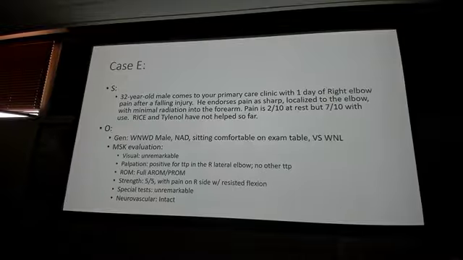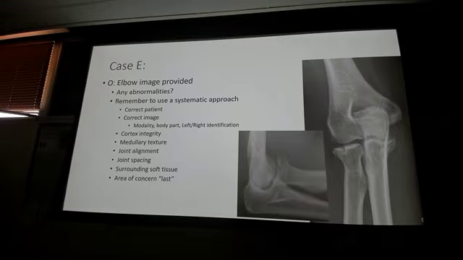Full active and passive range of motion, you can do all the things. He's super strong, right? 5 out of 5. With pain though, he has 5 out of 5 strength, but it causes discomfort. No special test to do, neurovascularly intact. Here is the fracture. Or abnormality.